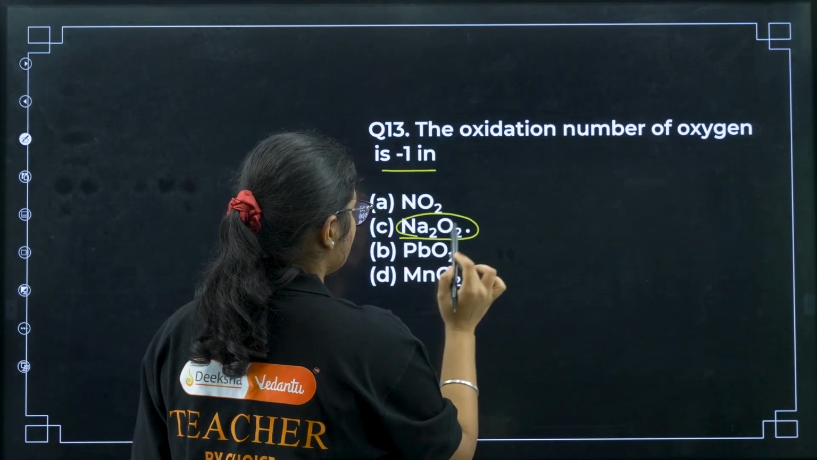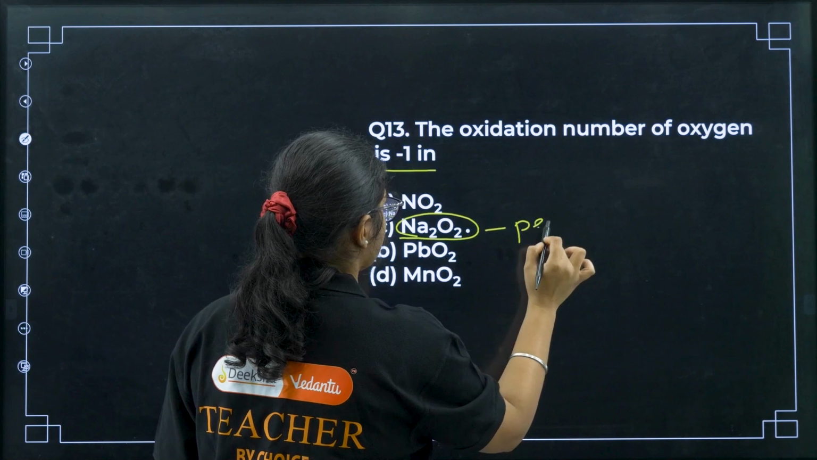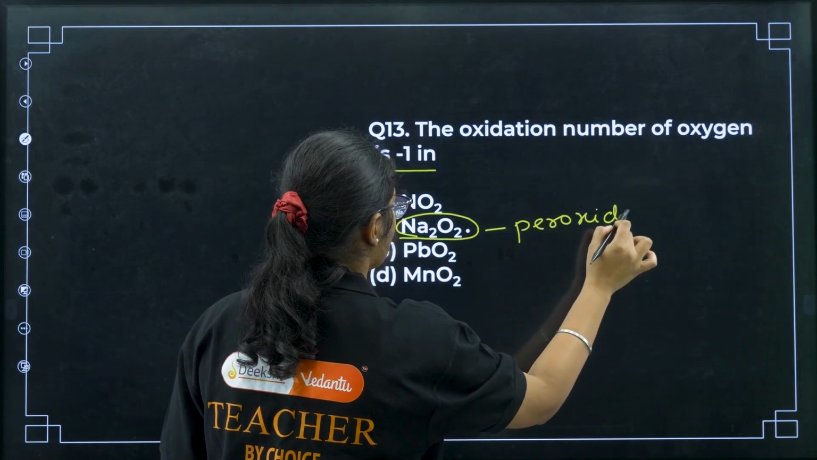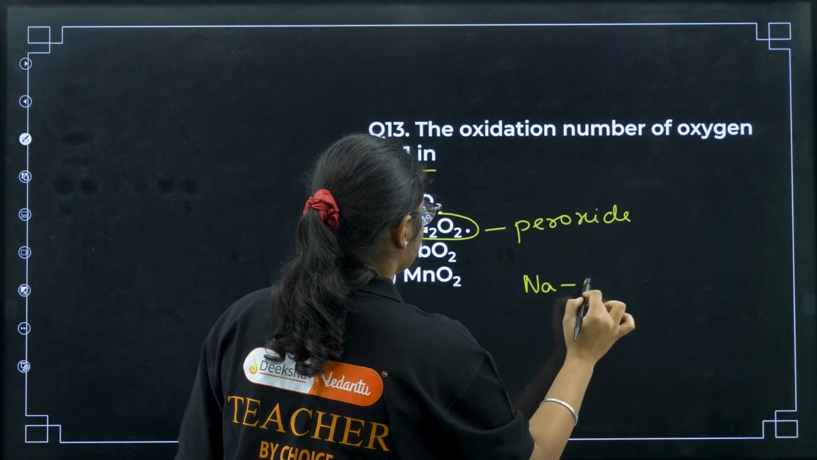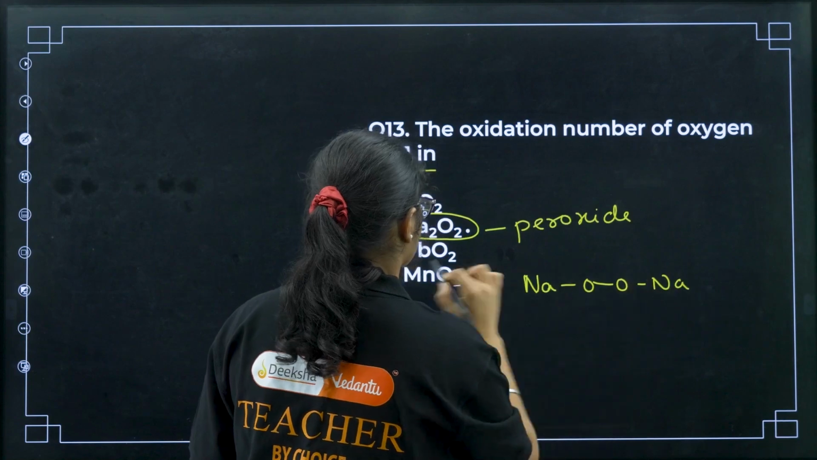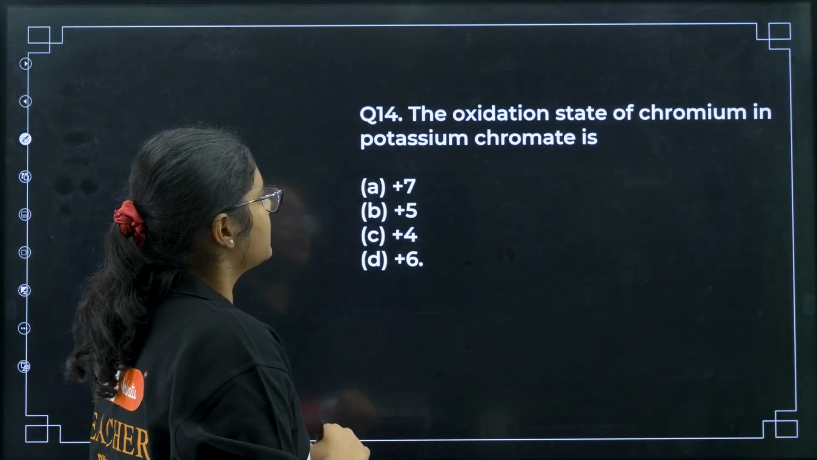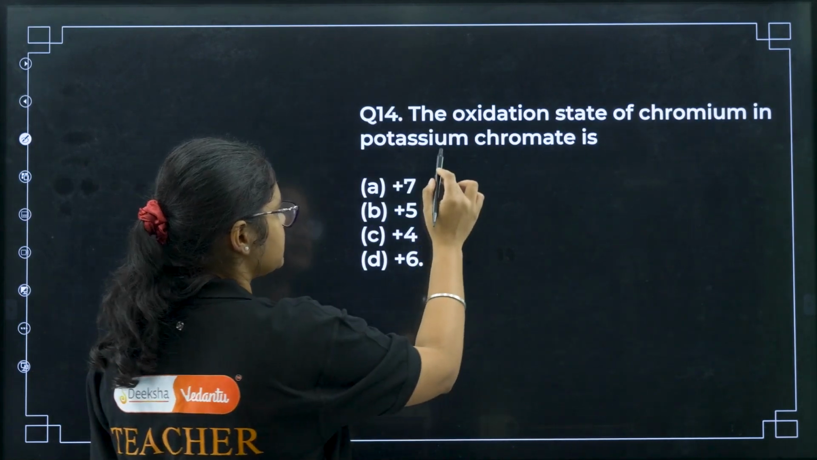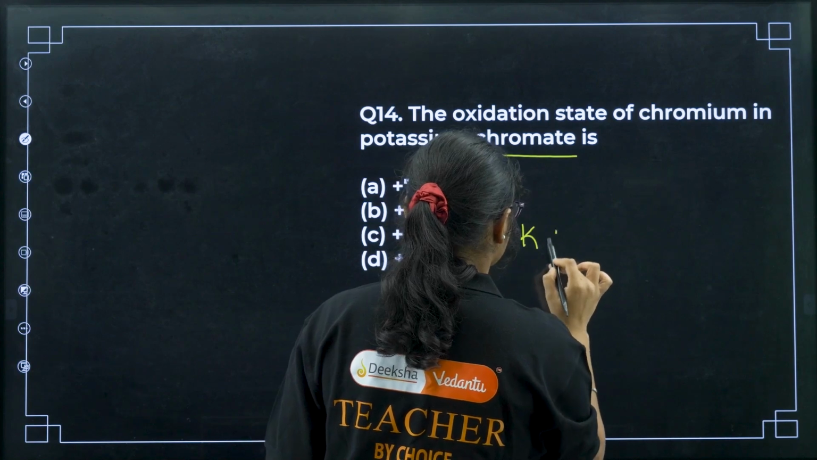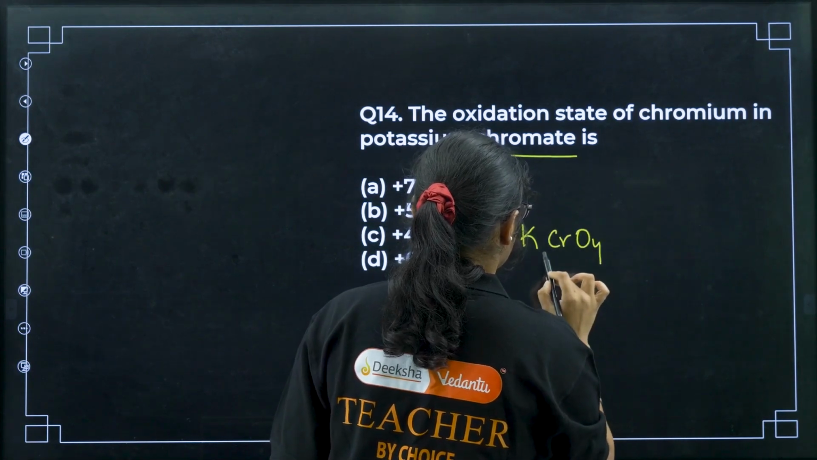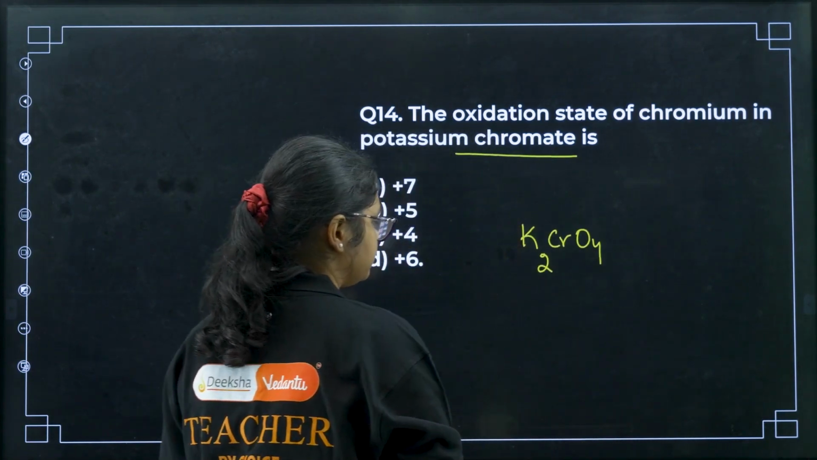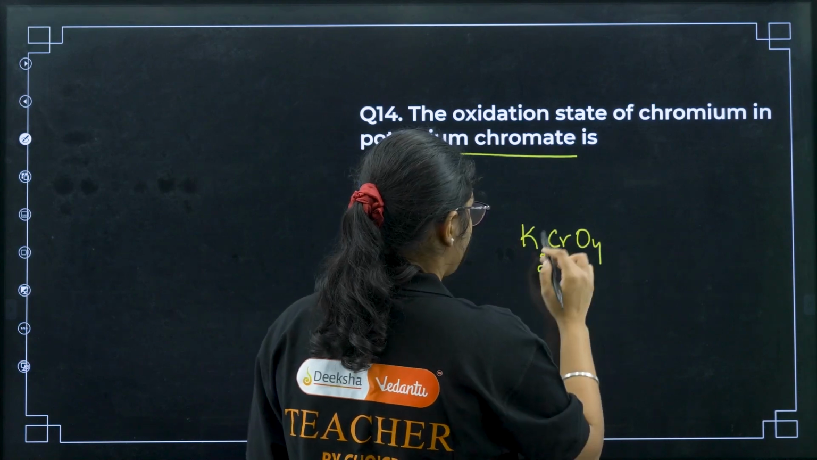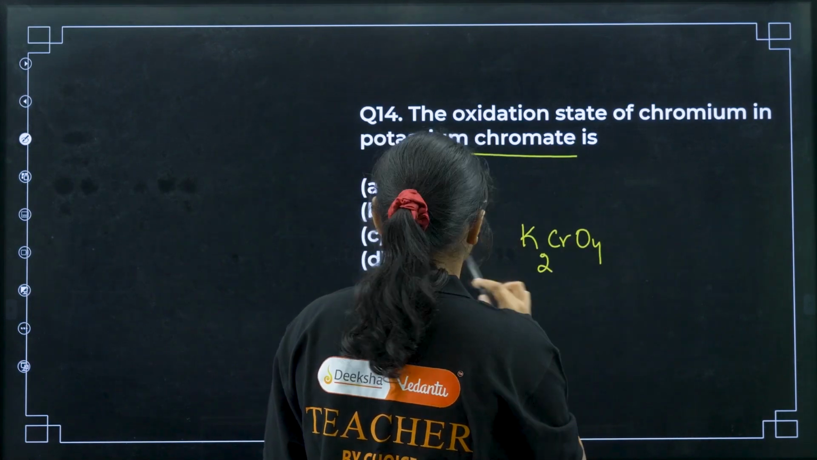Next, the oxidation number of oxygen is -1 in. So if you see Na2O2, this is a peroxide linkage, so it will have -1 oxidation state. The structure is like this. Next, the oxidation state of chromium in potassium chromate. Potassium chromate is K2CrO4. Now if I calculate here, the oxidation state will be plus 6.